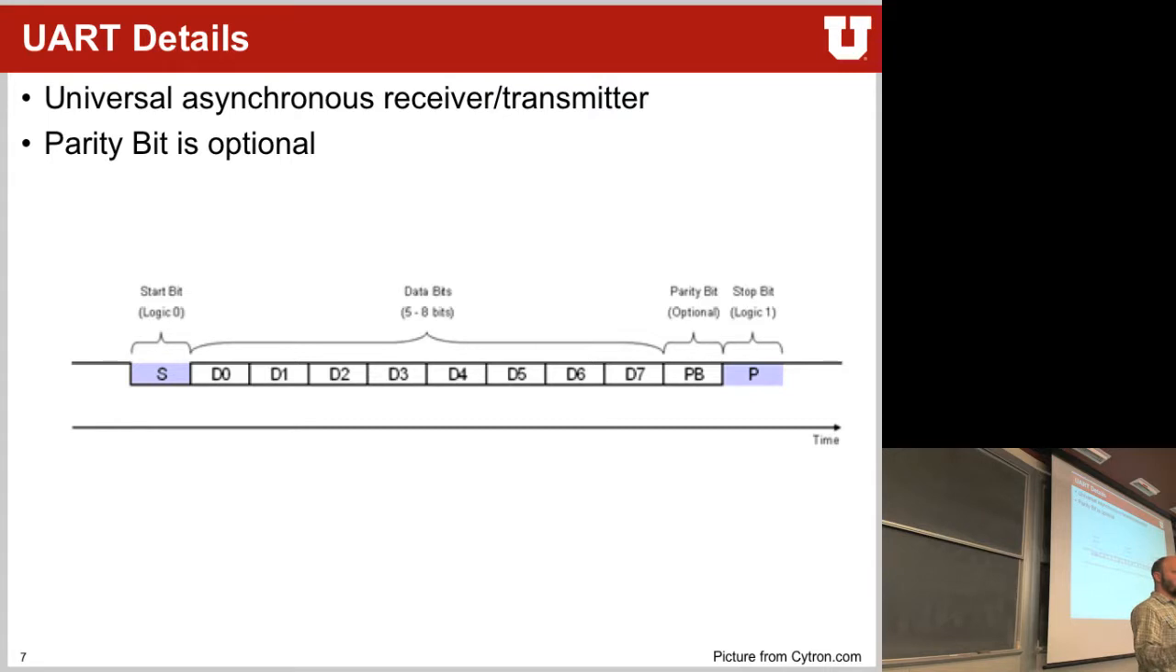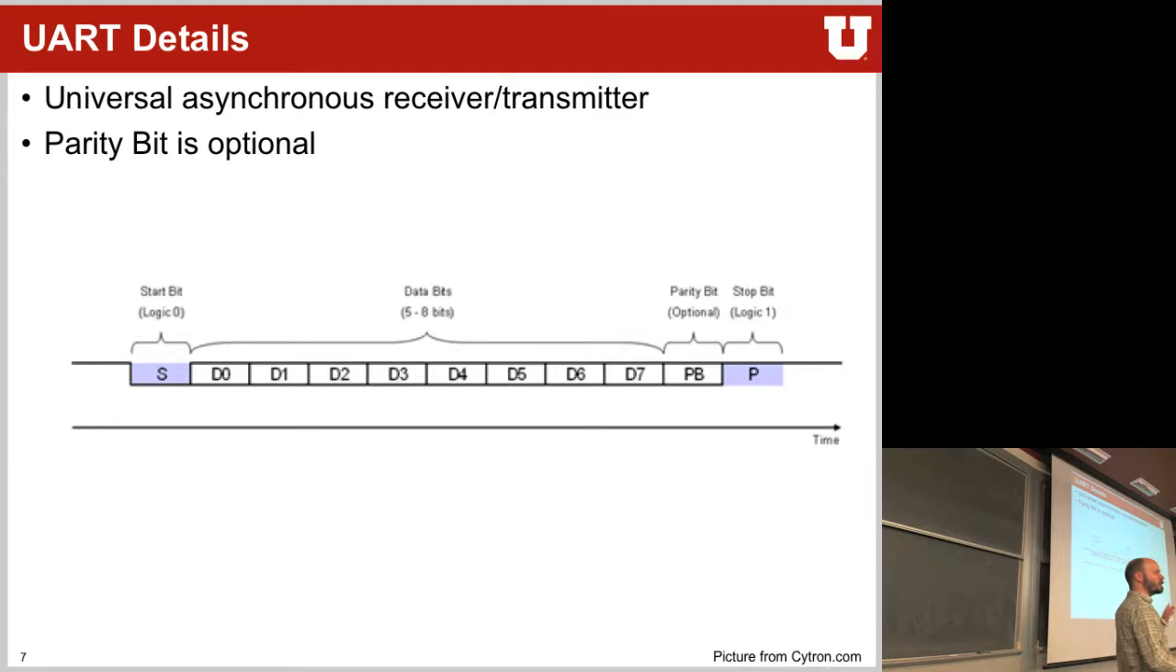So by default, the UART line is high. As soon as it gets pulled low, the first bit is a zero, and it's actually not really data. That's what's called a start bit. Next come 5 to 8 bits of data. It's configurable. Most of the time it's 8 bits, but you can have fewer bits in UART if you want to. Then comes an optional parity bit, and then a stop condition.